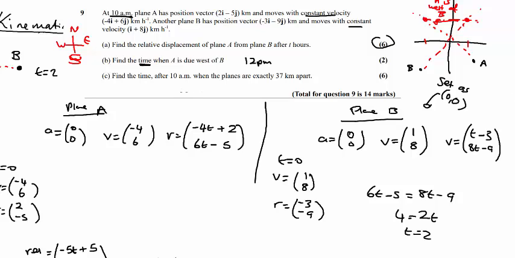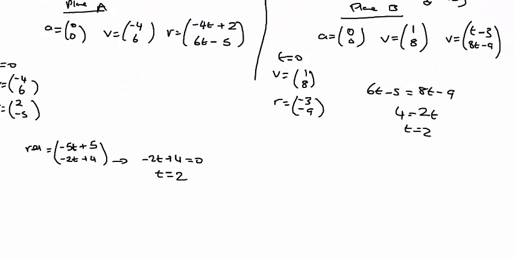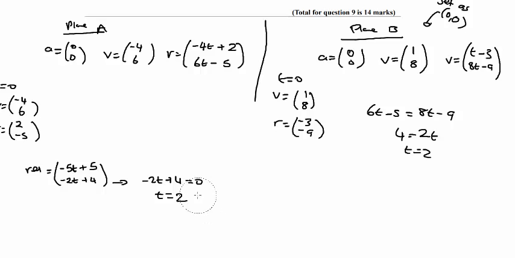Now here's an interesting one. It goes, find the time after 10 a.m. when the planes are exactly 37 kilometers apart. And again, you can do this in two ways as well. It's just to understand that there's always the difference between these two things. So basically, imagine A is here, imagine B is here. To find its distance, which you're told is 37, you can do a Pythag on that. Okay, does that make sense?